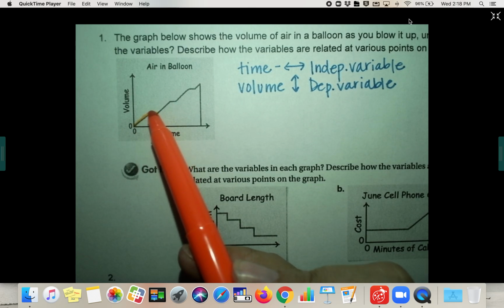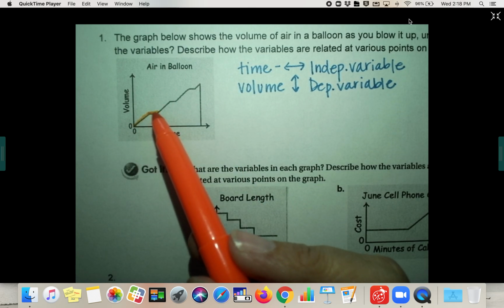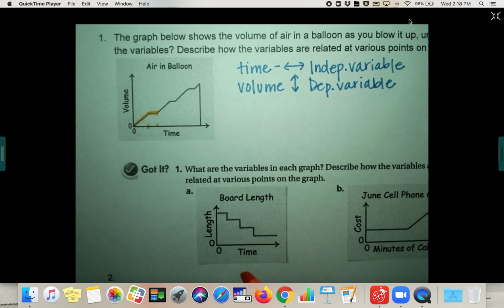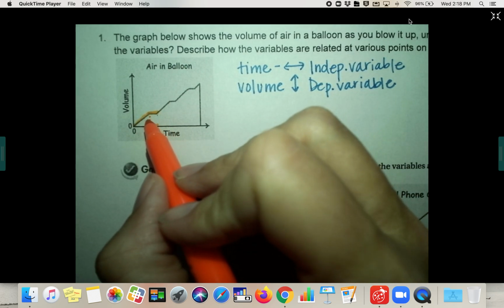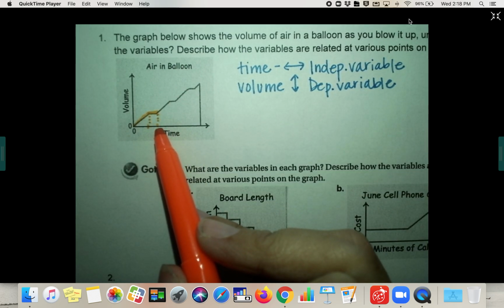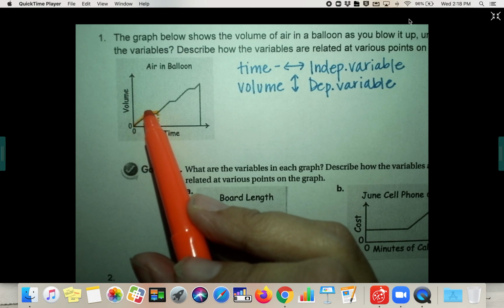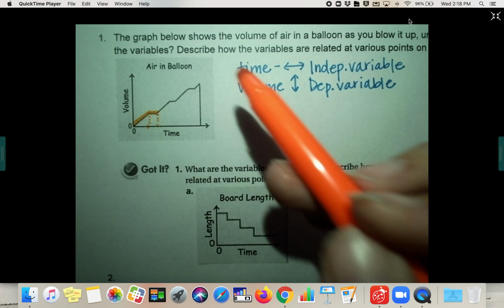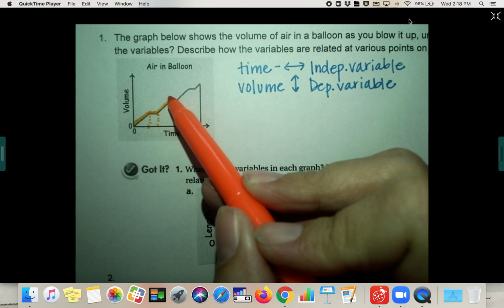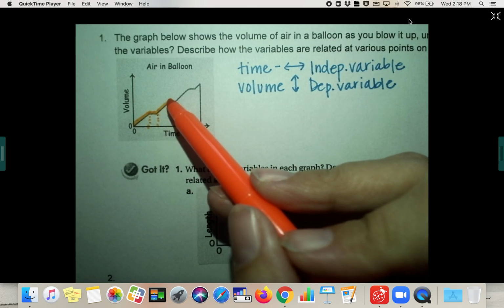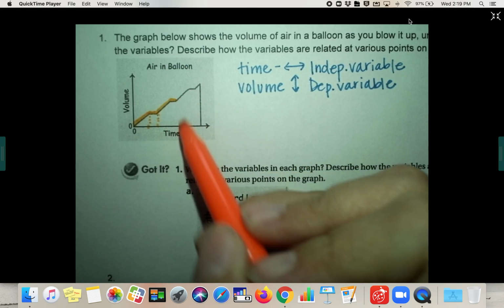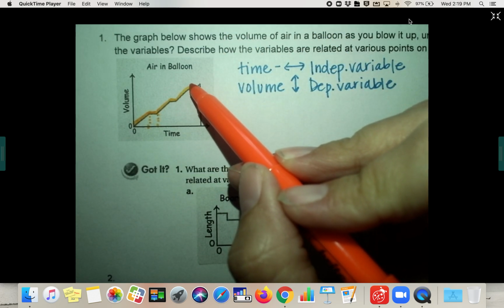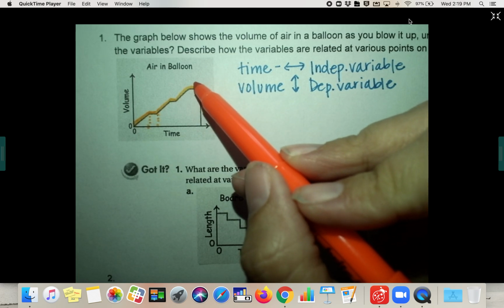And then look what happens. It levels off. It becomes constant for just a little bit of time, for just from here to here of time. So I hope what that means to you is that for this amount of time, you're probably taking a breath. The volume in the balloon stopped rising and stayed constant because you're taking a breath. And then after a little bit more time, more air starts to go in. The volume increases in the balloon. And then it becomes constant again because you're probably taking another breath.